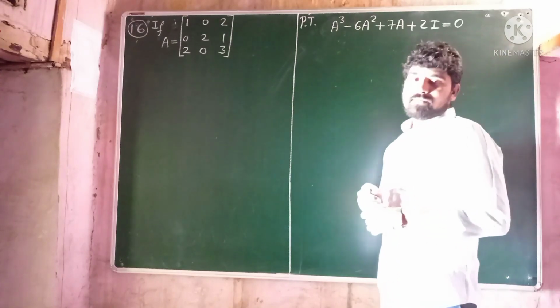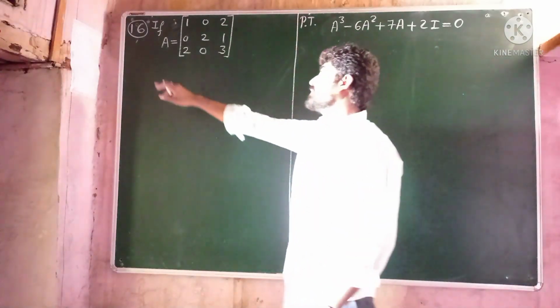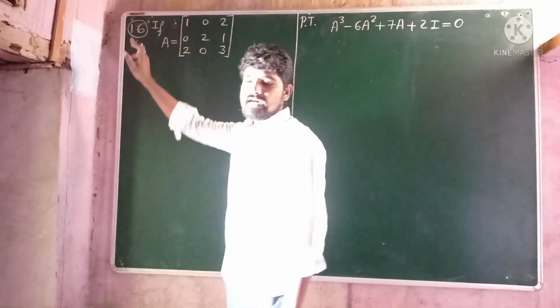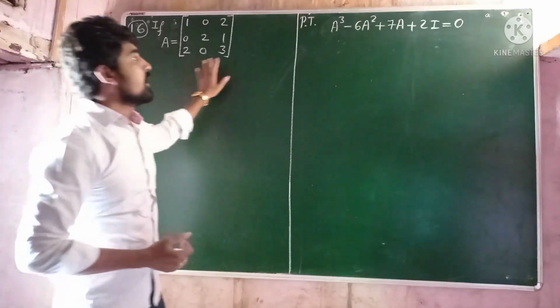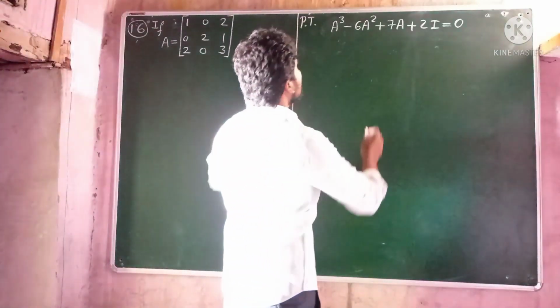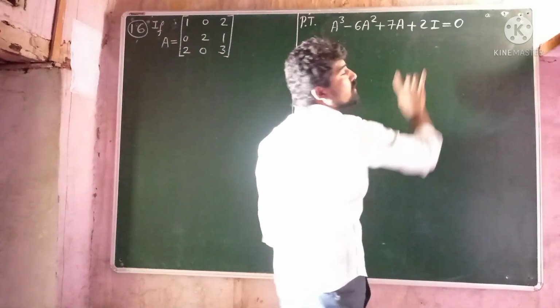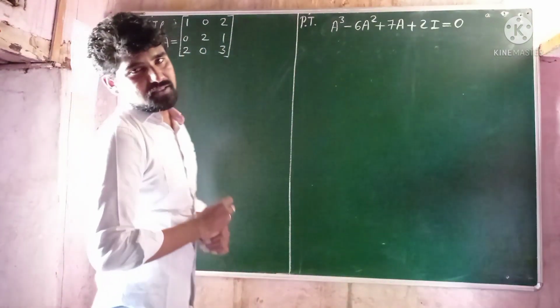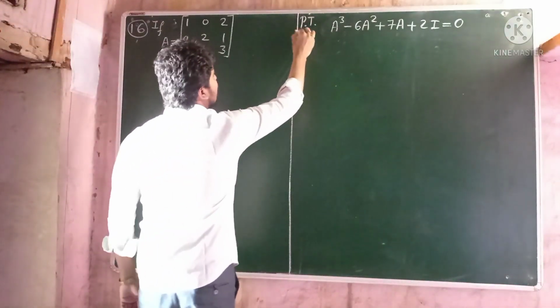Last class we completed up to question number 15. Today I am going to discuss from question number 16. Here he has given the matrix A, and we need to prove that A cube minus 6A square plus 7A plus 2I is equal to the O matrix. This question is important for 5 marks.